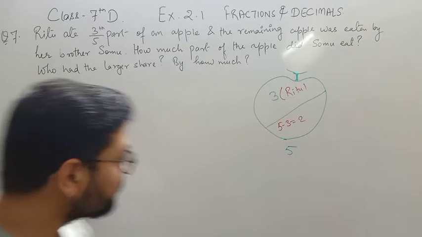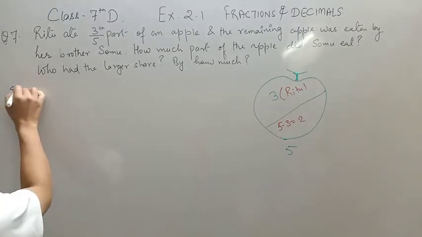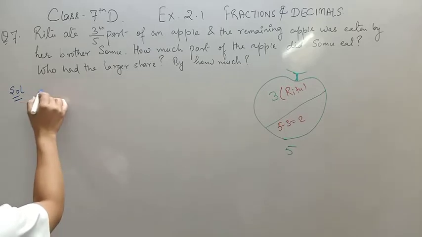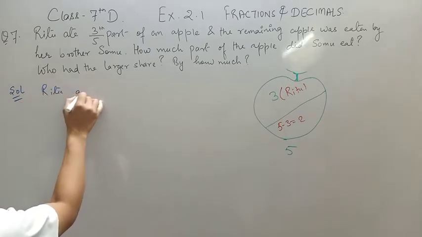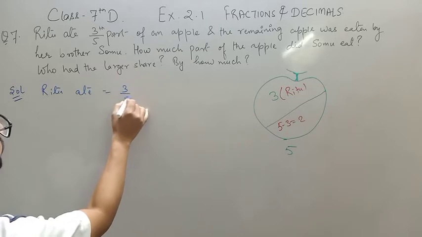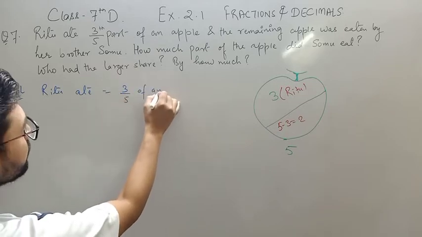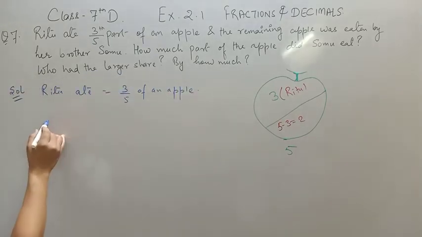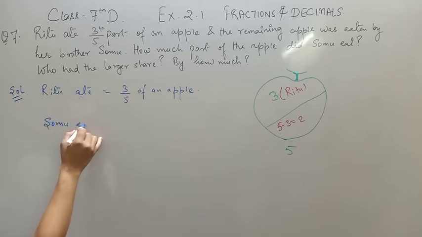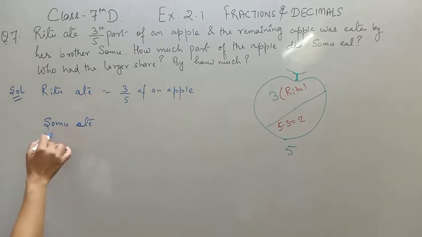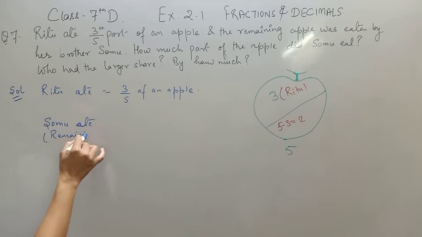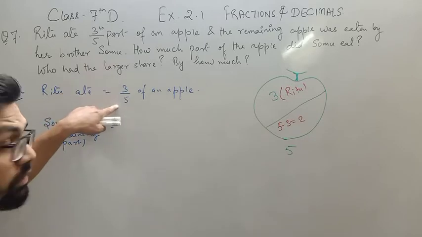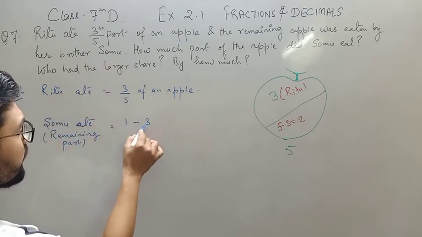So you will say Ritu ate 3/5 of an apple. Okay, so you will say Somu ate, ate is the past form of eat, so Somu ate, I'll say the remaining part of that apple. So 3/5, so 1 minus 3/5.